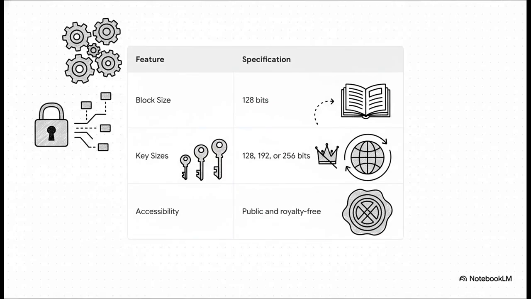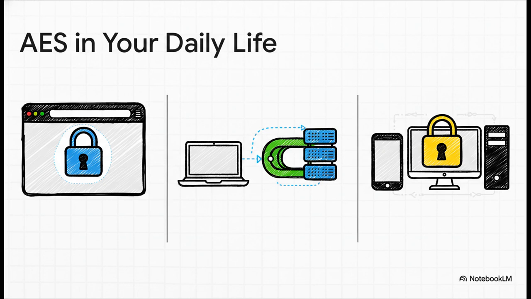So let's look at the numbers here, because they're pretty important. As you can see, AES always works on a fixed block size of 128 bits, no more, no less. But when it comes to the secret key, that secret dictionary, you get a choice. You can use a 128, 192, or 256-bit key. And trust me when I say, the bigger the key, the exponentially harder it is to crack. We're talking security on a whole other level. And maybe the coolest part? This incredible world-class security is totally public and royalty-free. Anyone can use it.